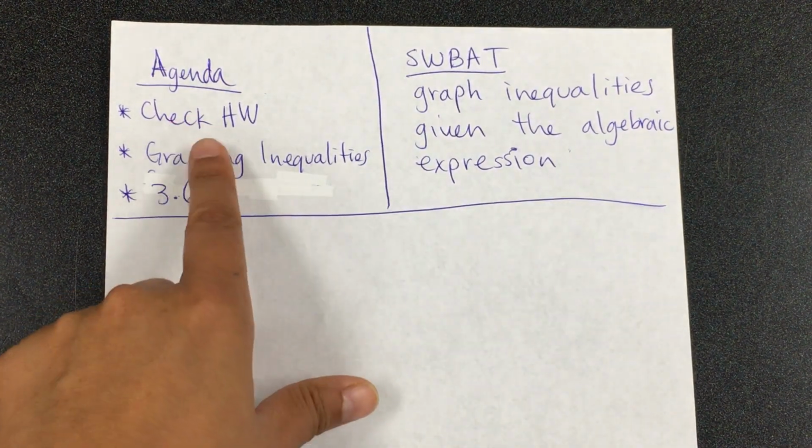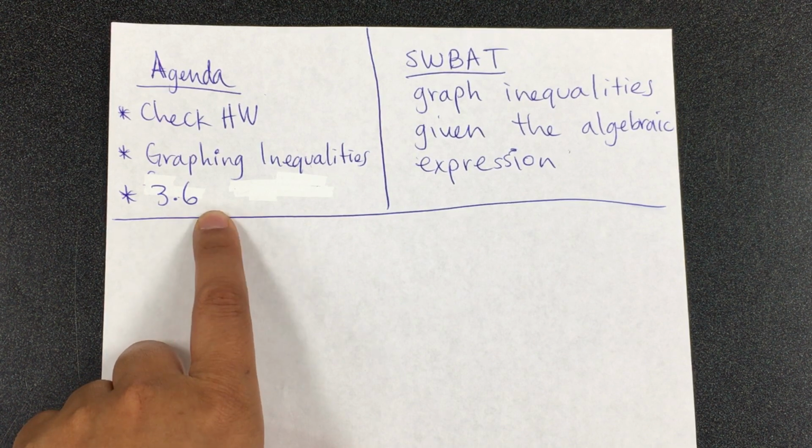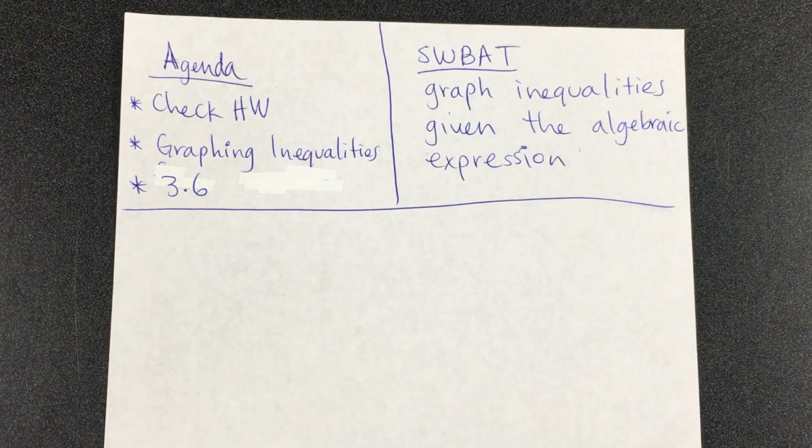Hello students, today's agenda is to check homework. We'll be graphing inequalities and you'll be able to work on 3.6. Today students will be able to graph inequalities given the algebraic expression.